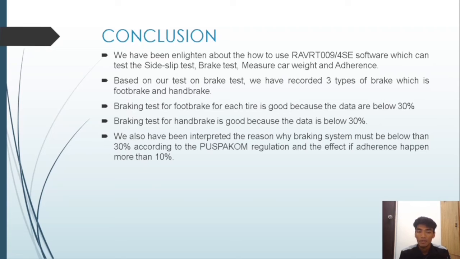Okay, so from our lab sheet, we need to record the brake test. We have recorded 3 types of brake, which are the foot brake for the front and rear tire, and also the handbrake for the rear tire. For the braking test, the foot brake for each tire, front and rear, is good because the data recorded are below 30%. And the braking test for the handbrake is also good because the data that we have recorded is also below 30%.